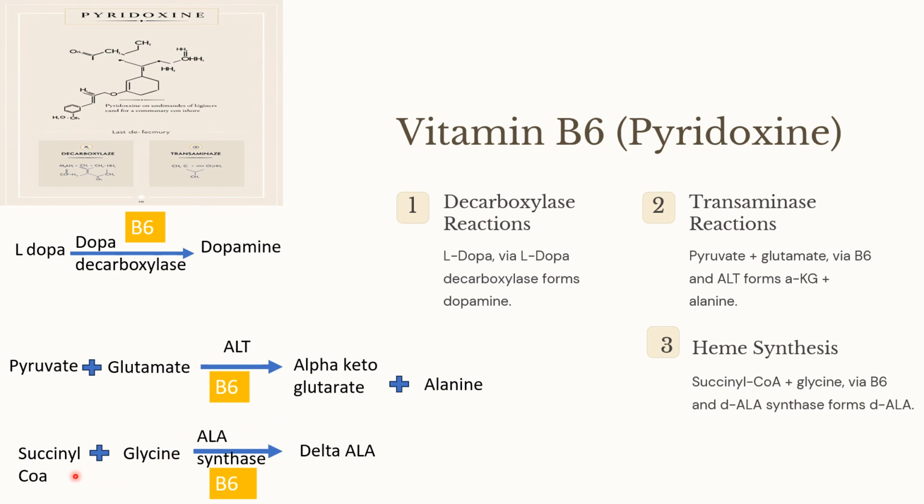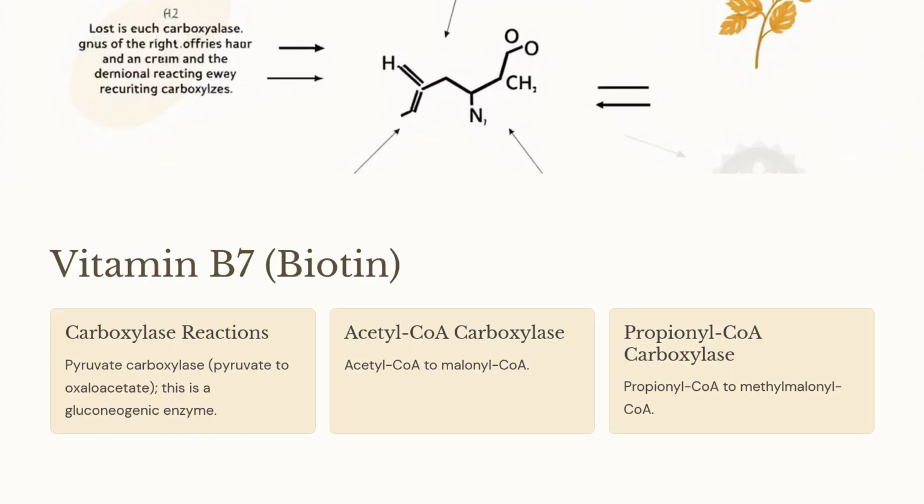The most important is the succinyl CoA which will combine with glycine in the presence of ALA synthase and the cofactor B6 to form delta ALA. In this way, vitamin B6 or pyridoxine is necessary.